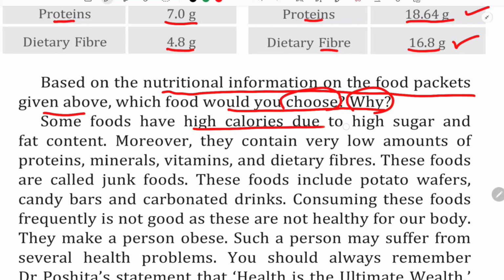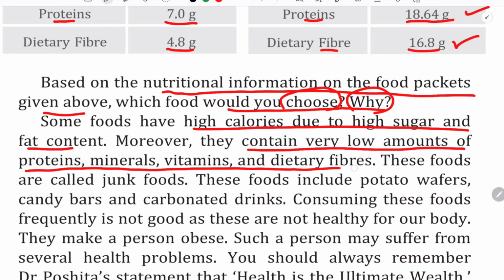Some foods have high calories due to high sugar and fat content. Moreover, they contain very low amounts of protein, minerals, vitamins and dietary fibers. These foods are called junk food. In the case of junk food, these potato chips, your cold drinks, your chocolates, all of these are under junk food, and we should not be consuming this junk food regularly, because it is not good for our health. Why? Because this food contains high calories, high sugar and high fat content as well, which is not good for our body.